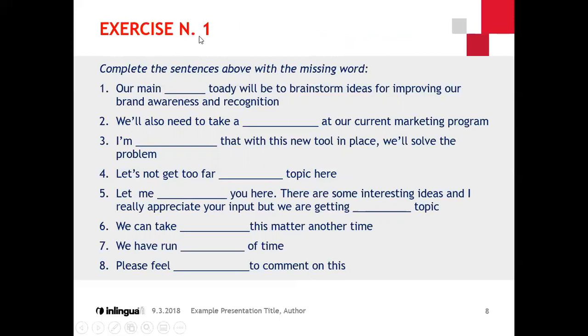Exercise number 1. So, our main blank today will be to brainstorm ideas for improving our brand awareness and recognition. What's the missing word here? Same as objective. Yes, our main goal. Second, we'll also need to take a blank at our current marketing program. To take a, yes, to take a look. We'll also need to take a look at our current marketing program.